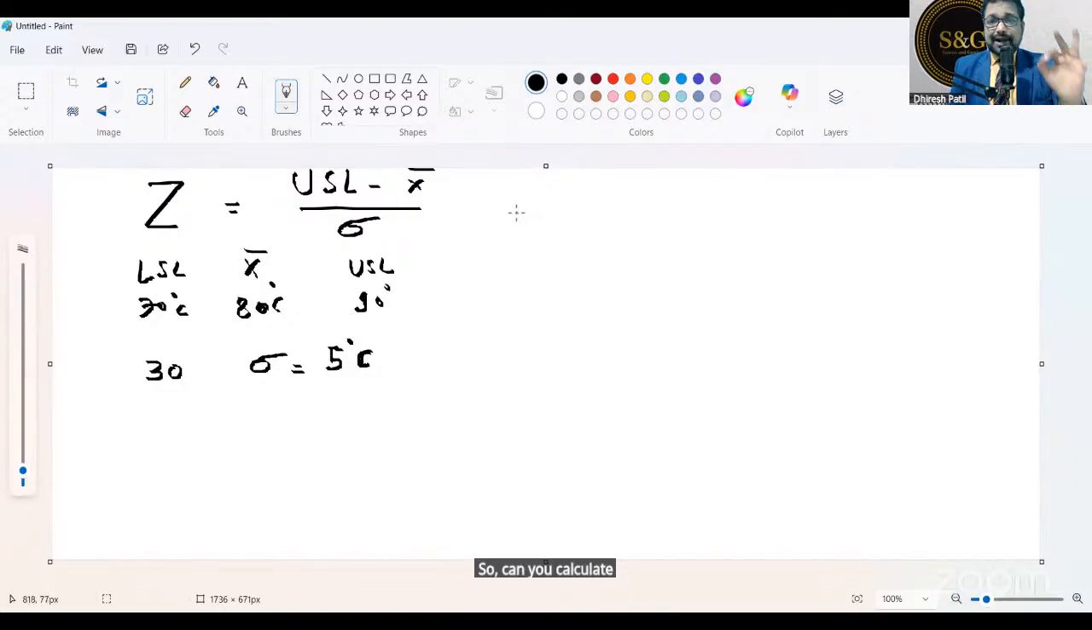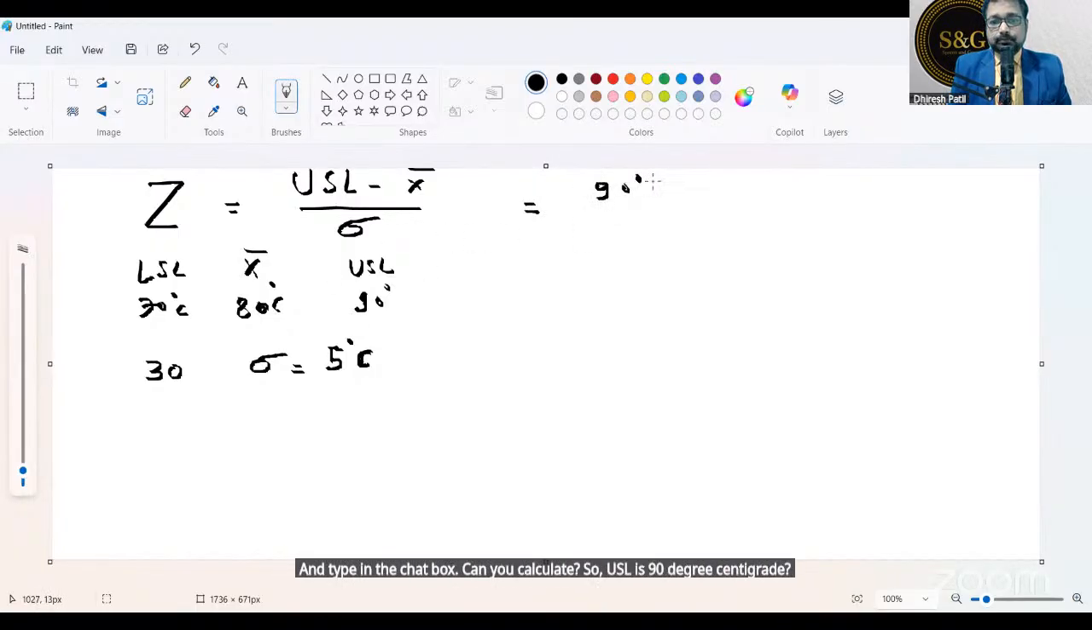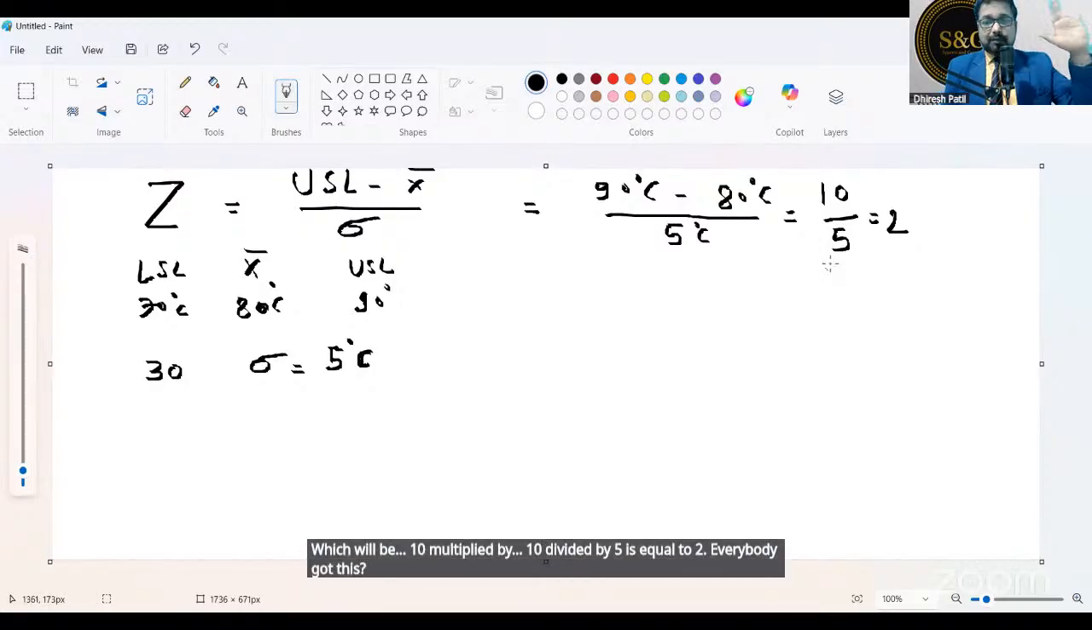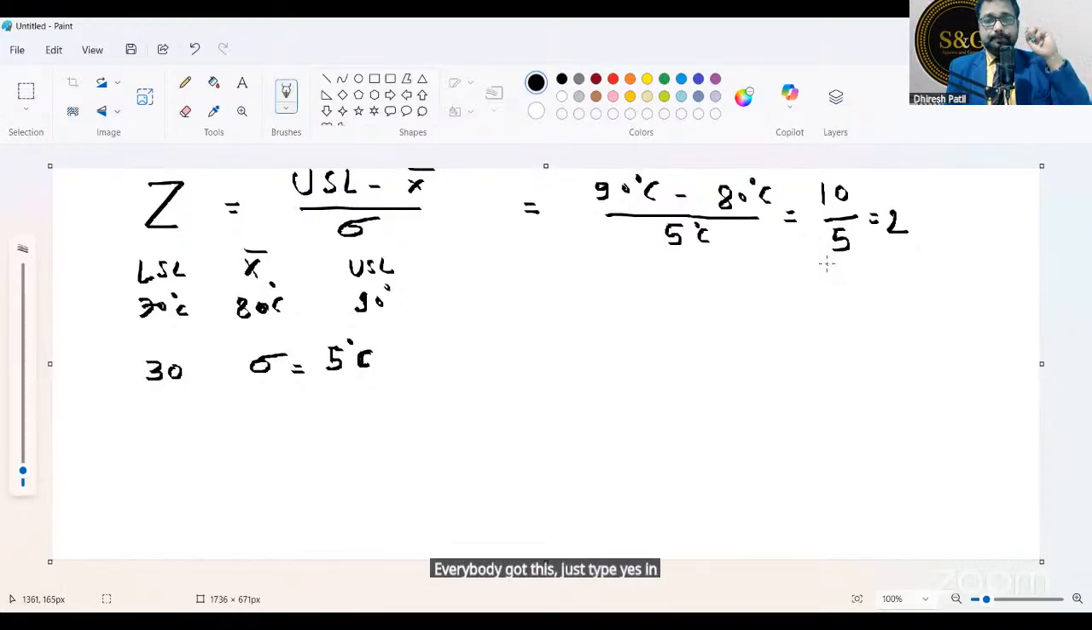So can you calculate the Z value here and type in the chat box? Can you calculate? So USL is 90 degree centigrade minus X bar is 80 degree centigrade, correct? Divided by 5 degree centigrade, which will be 10 divided by 5, which is equal to 2. Everybody got this? Just type yes in the chat box.